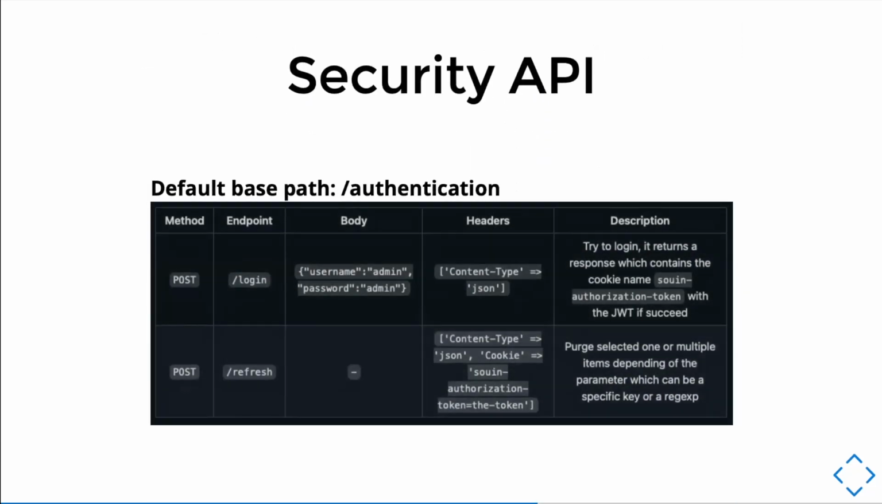So as I said, Sylvain provides JWT authentication using a JWT token, and you can log in on the login endpoint, sending a POST request with a JSON content type header and the JSON body containing the username and password. Then you can refresh your token, sending a single POST request with a JSON content type header and a cookie named Sylvain authorization token, which contains the JWT token in it.